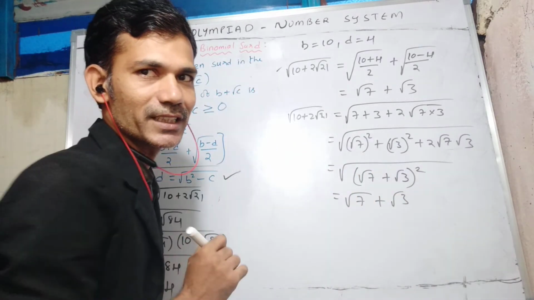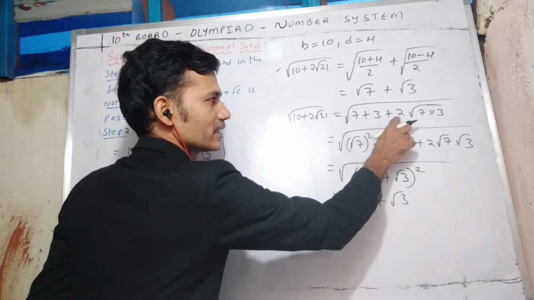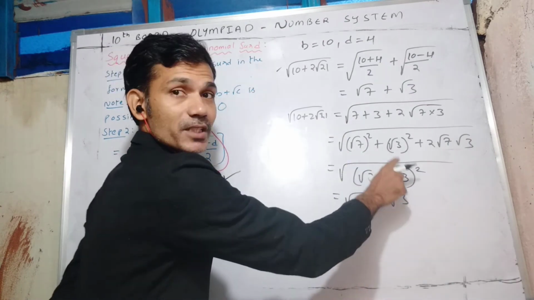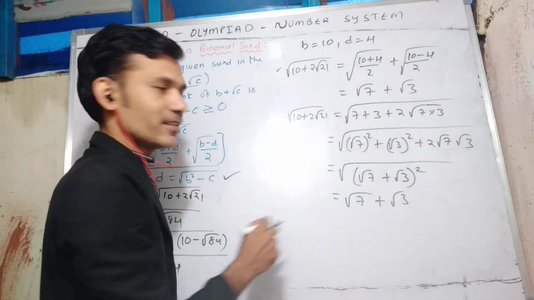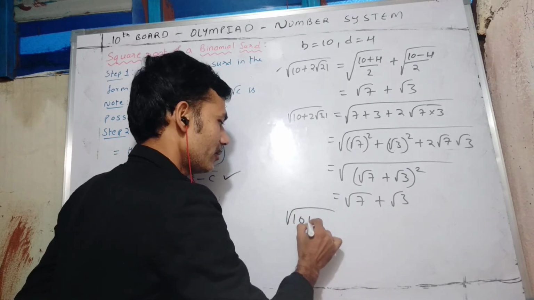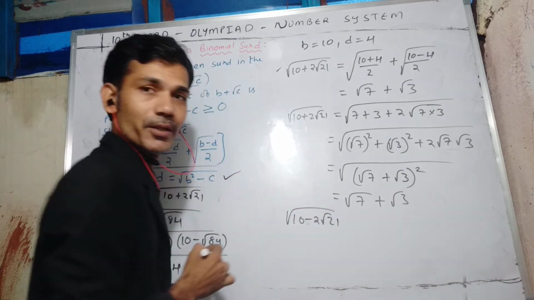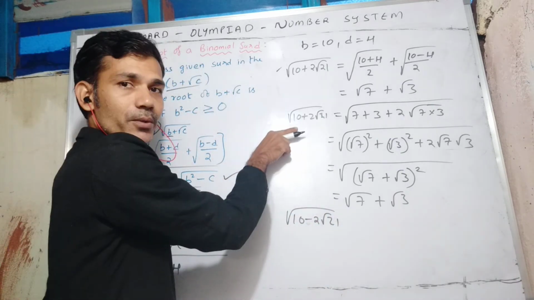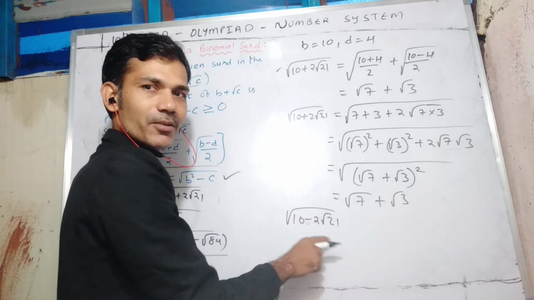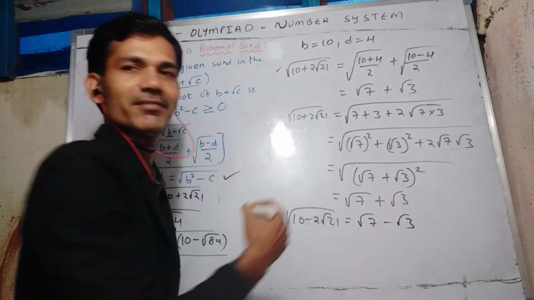And one more interesting thing is there. See, here plus is there, so here plus. Here minus is there, means here minus will come. That time, what will you get? A square plus b square minus 2ab. A minus b whole square you can write. So if 10 minus 2 root 21 is there, and you know the square root of 10 plus 2 root 21 is root 7 plus root 3, then what is the square root of this? Root 7 minus root 3. Directly you can write.